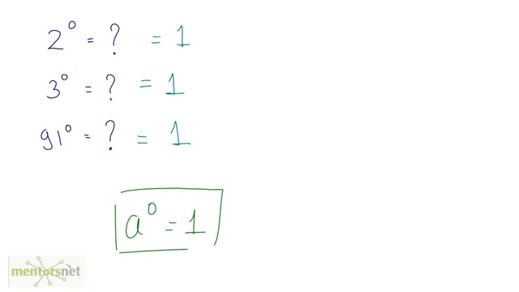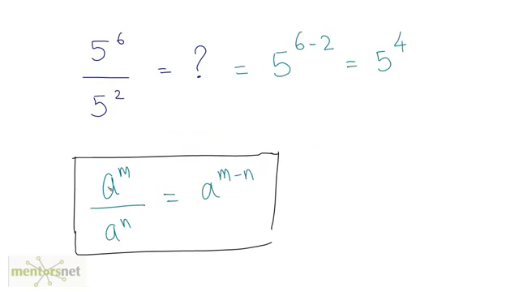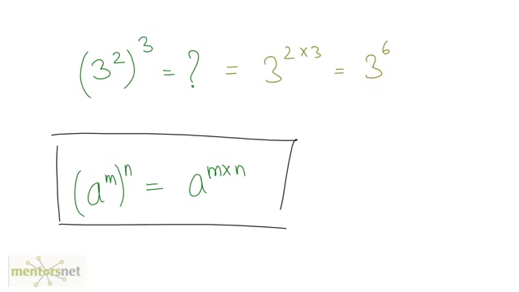Let us again look at what these laws are. A raised to n times a raised to m will give you a raised to n plus m, which means that if you have multiplication, you add the powers, but provided these two numbers are the same. Next, if you have division, you can subtract the powers. Then if you have something raised to something raised to something, then you can directly multiply the powers. Here we have a raised to m, which whole raised to n, then you can write a raised to m times n.